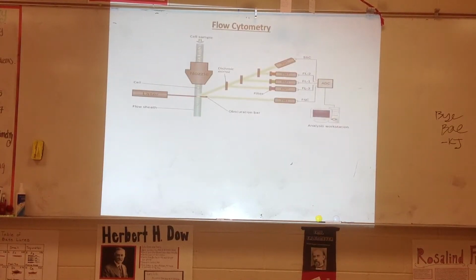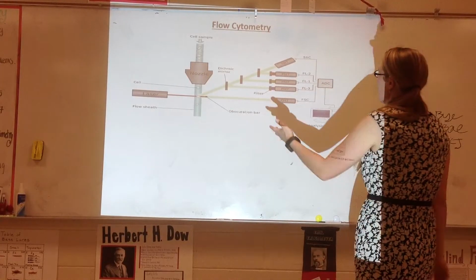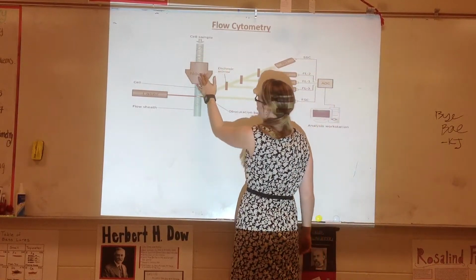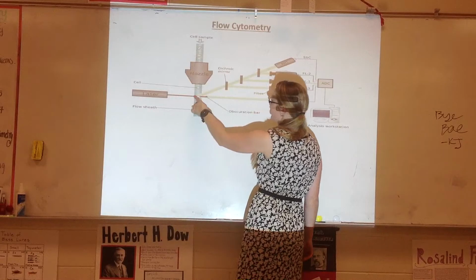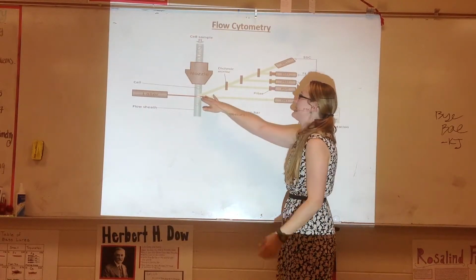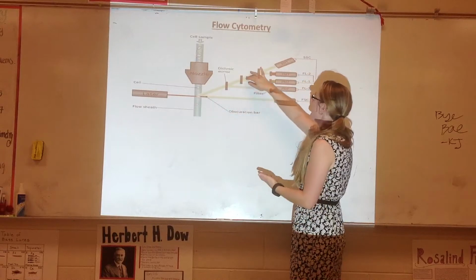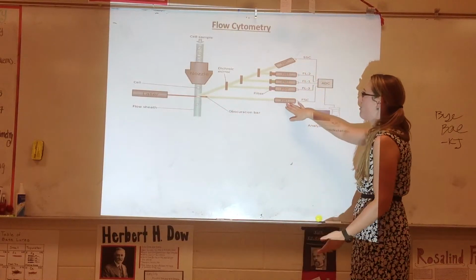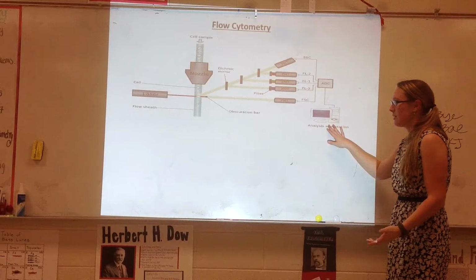So a normal flow cytometer has a cell sample brought down into it. It passes through a laser. That laser excites the fluorophore on that cell, and that light then gets picked up by one of the photomultiplier tubes and sent to the computer.